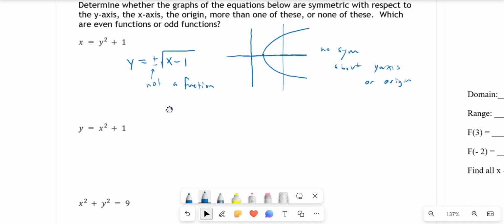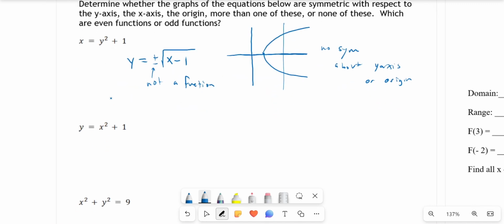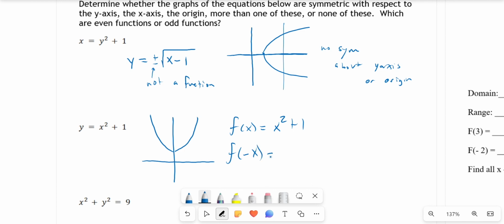What about my x squared plus 1? Well, this definitely is a function. And if I graph it, it's pretty easy to see that I just have a parabola that's been upshifted. Notice that if I say f of x is equal to x squared plus 1, and then I say, well, what is f of negative x? Well, that's negative x squared plus 1, but negative x squared is the same as x squared. And so this is just the original function again. Hence, this thing is definitely even.